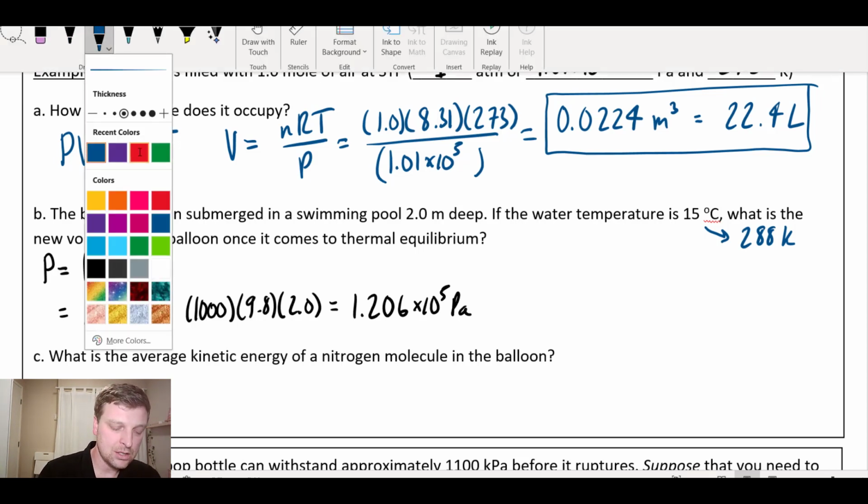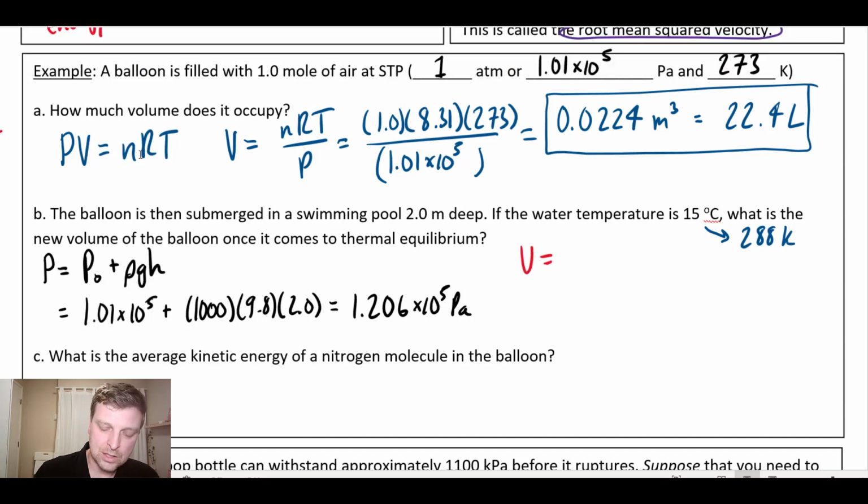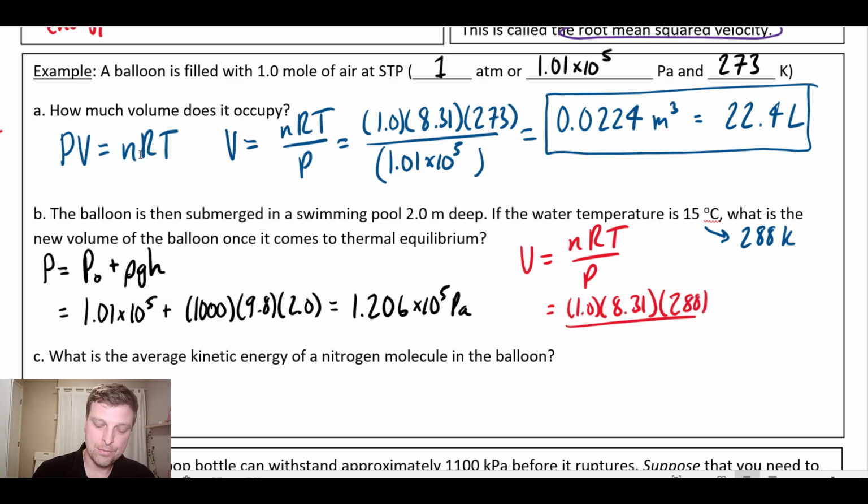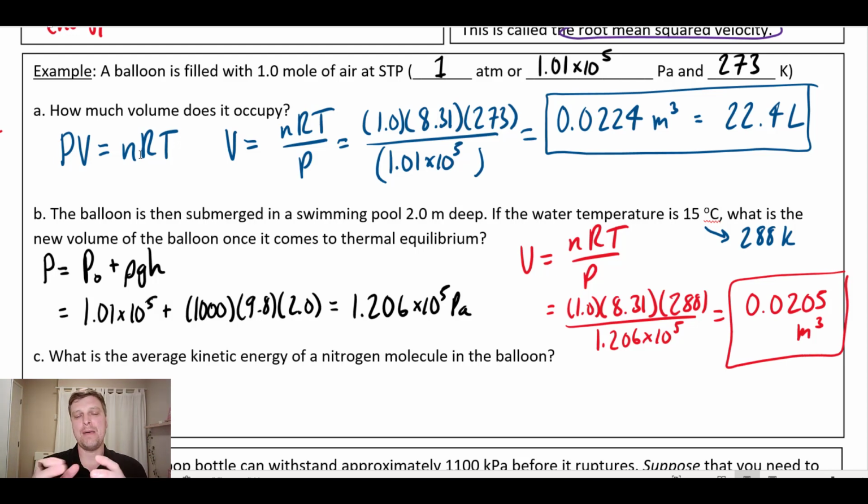So I'll do the same calculation as before. I know that my volume is just going to equal nRT divided by P. And so we've still got 1 mole and still the same constant, 8.31. And then I've got now a new temperature, a little bit warmer, 288, but I've also got a higher pressure, 1.206 times 10 to the 5. And this whole thing is going to work out to be similar, but a little different, 0.0205 cubic meters. So you can see that overall, the pressure made it compact and the temperature tried to expand it, but overall it was a little bit smaller.